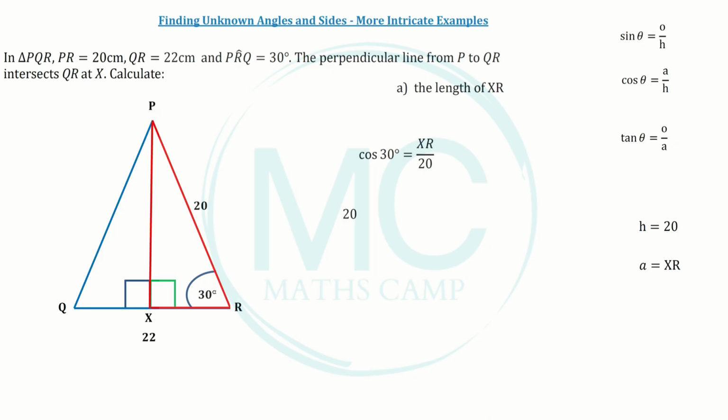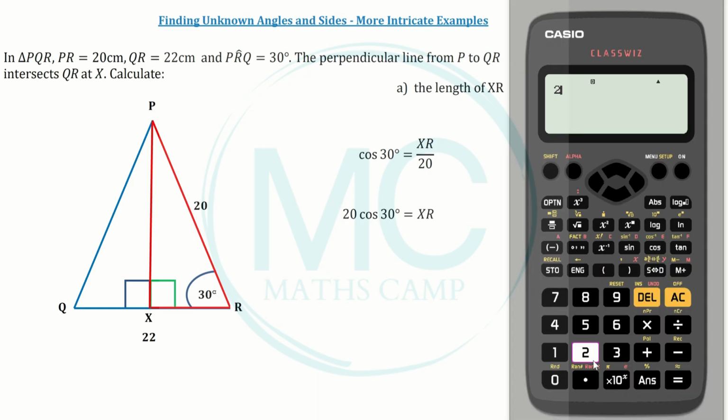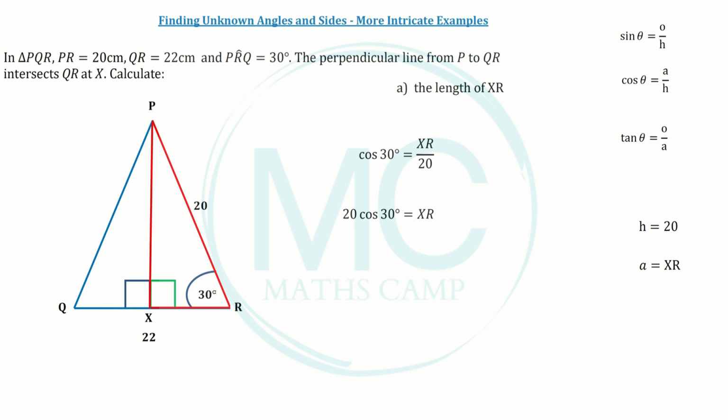And we get 20 cos 30 degrees is equal to XR. Now we can take our calculator and we say 20 multiplied by cos 30, close the bracket, is equal to 17,3205. Round off to 2 decimal places, and we see that XR is equal to 17,32, and we can write it on our diagram over here. Let's tidy this up, and now we can move on to part B.